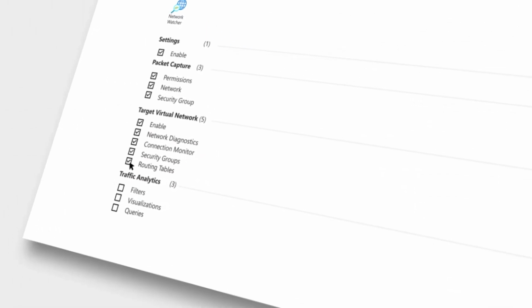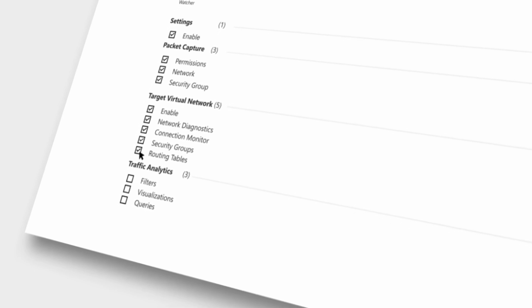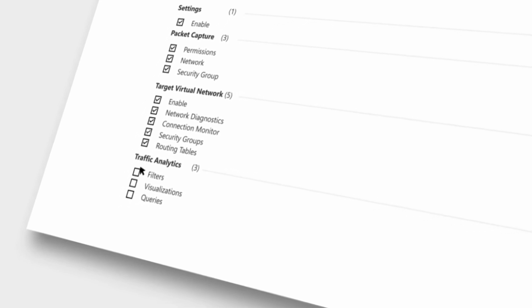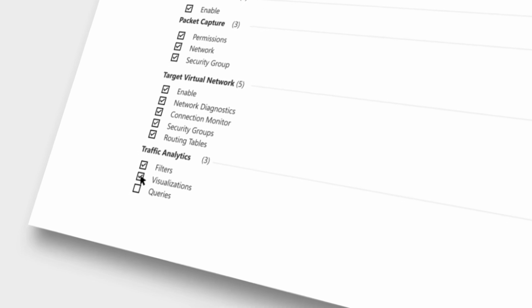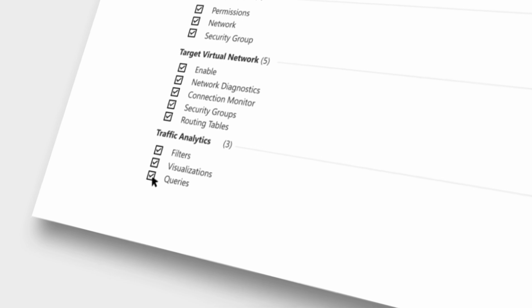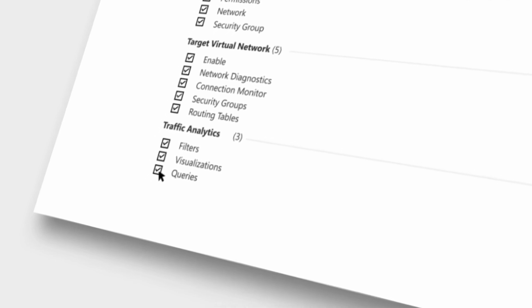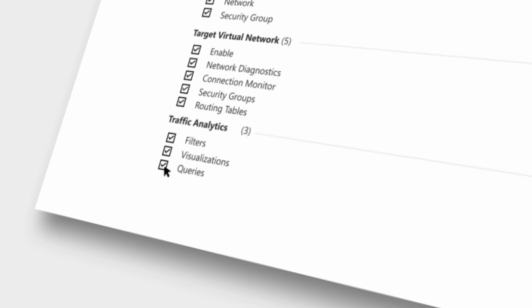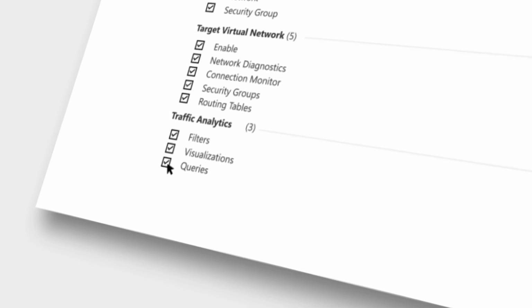The solution: use Azure Network Watcher's Traffic Analytics feature to analyze captured network traffic. Leverage Traffic Analytics' advanced filters, visualizations, and query capabilities to gain insights into the traffic patterns, identify anomalies, and troubleshoot network issues more efficiently.